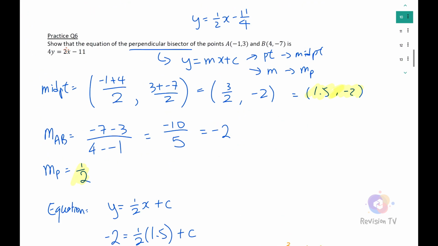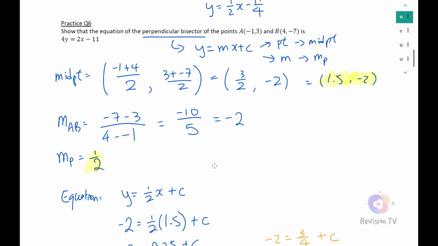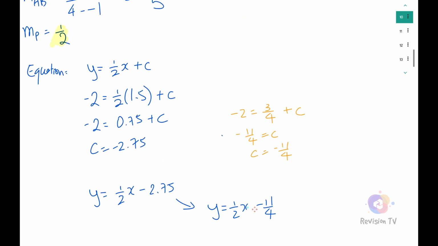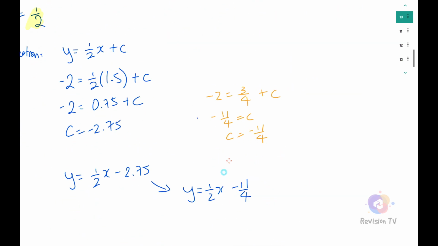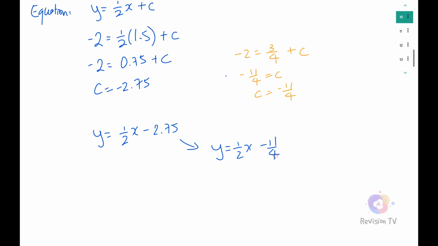Now, compare what's common and what's different. What's common is they both have y and x, right? But what's different is they have an integer in the front, there's a 4y. So to get rid of fractions, we can find the lowest common multiple of all the denominators. So 2 and 4, the LCM is 4. So we can multiply every single term by 4.